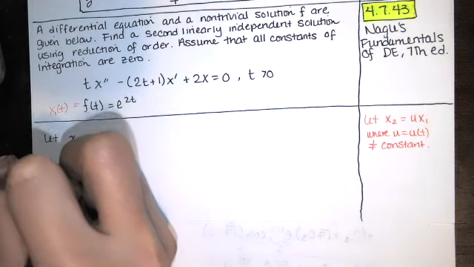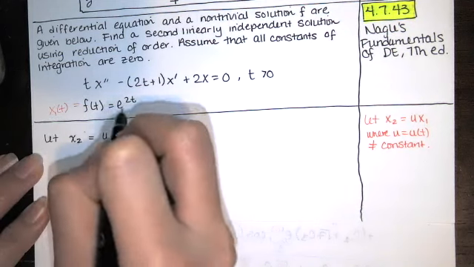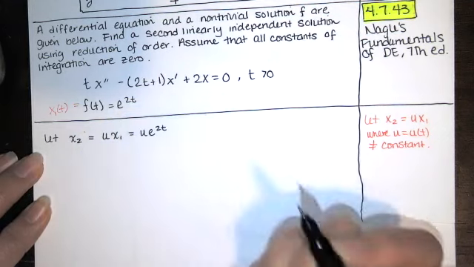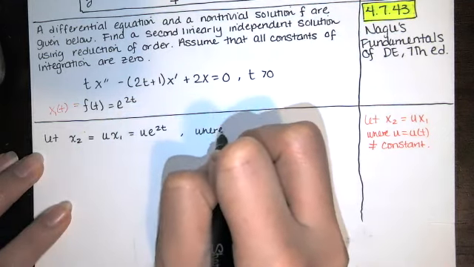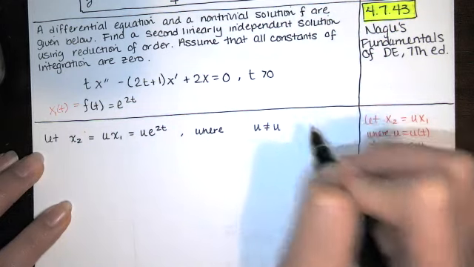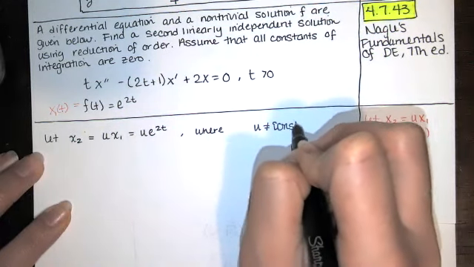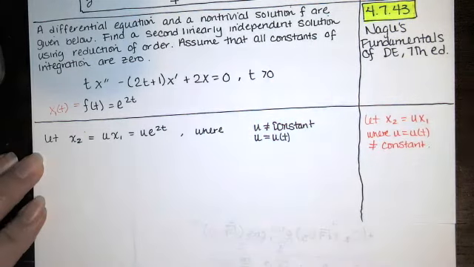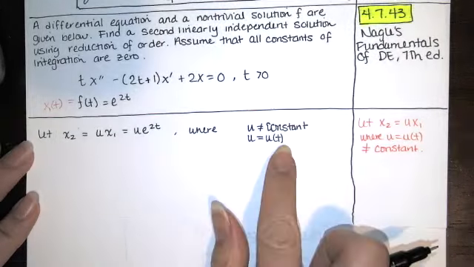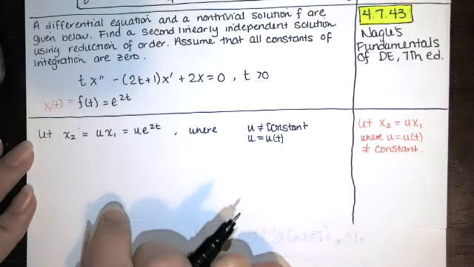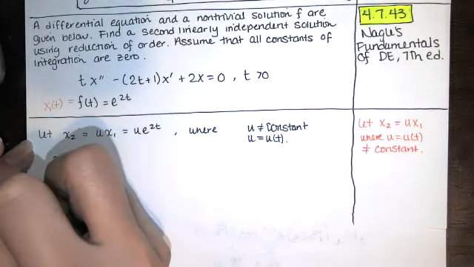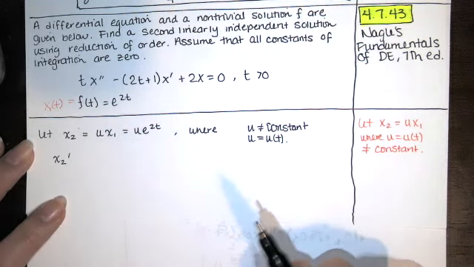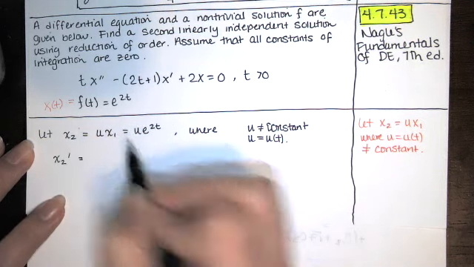So we're going to let x2 equal u times x1, which is u times e to the 2t, where u is not a constant and u is a function of t. And then we want to find that function u of t so that x2 is a solution. So in order to do that, since this is a second order differential equation, we'll compute the first and second derivative. Remember, u is a function of t.